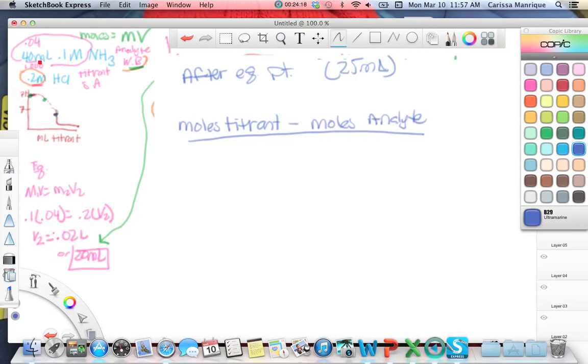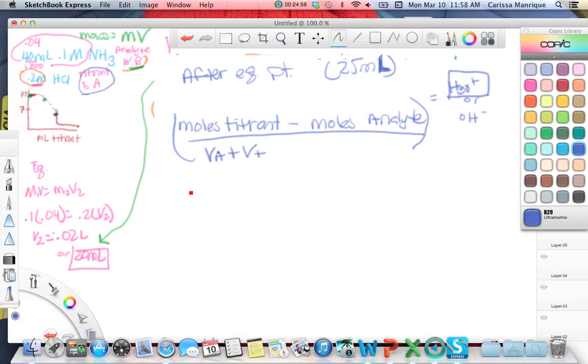Initially we had 40 milliliters, so the volume of our analyte plus the volume of our titrant. This will equal either H3O+ or hydroxide, depending on whether at this point we have an acid or a base. Whatever the titrant is, that's what it'll be, because right now we have more titrant. We had a lot more analyte, but now we've added so much titrant that we have more titrant. So what is our titrant? It is an acid, so in this case, it's going to equal H3O+.